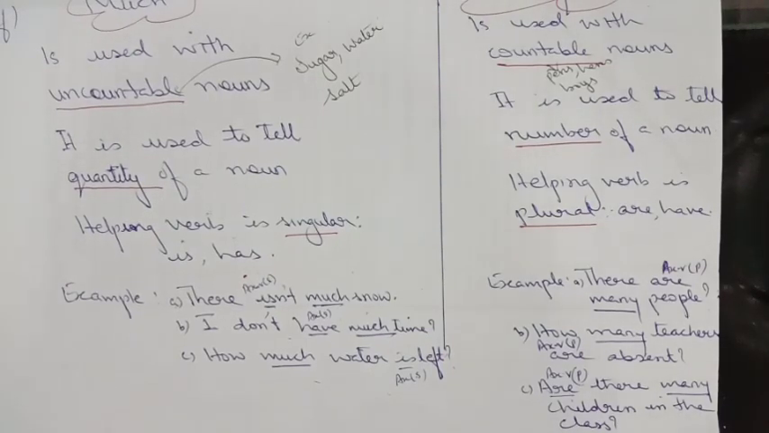So, all in all, much is used with uncountable, many is used with countable. Okay? Much tells a quantity, whereas many tells a number. The helping verb will be singular with much and plural with many. I think the concept is clear to all of you.